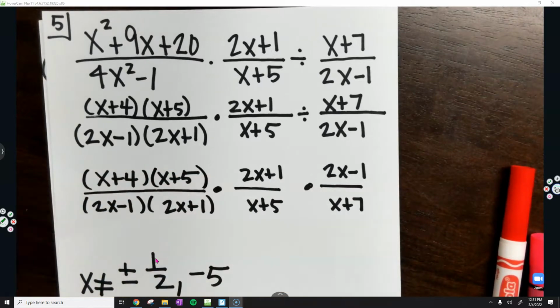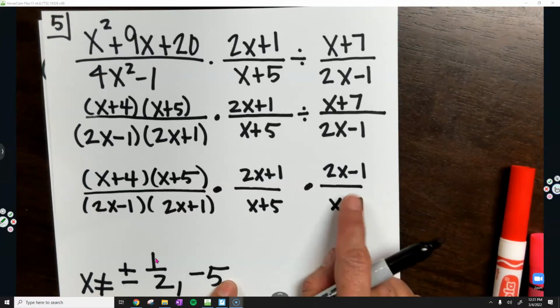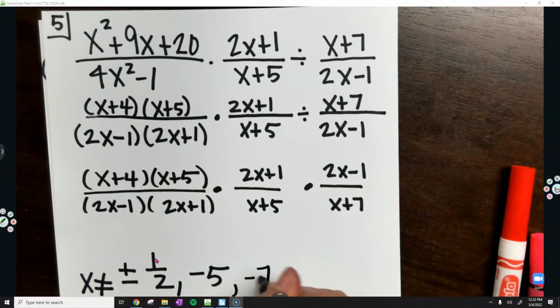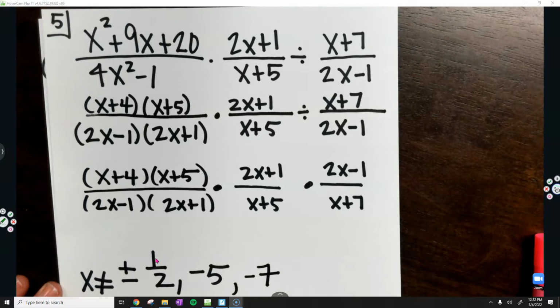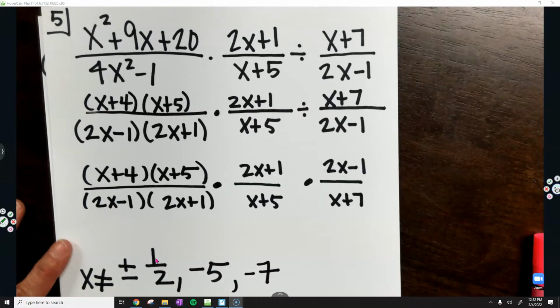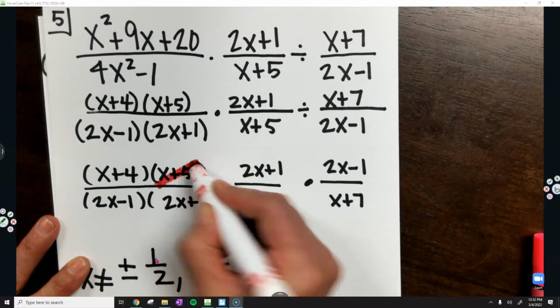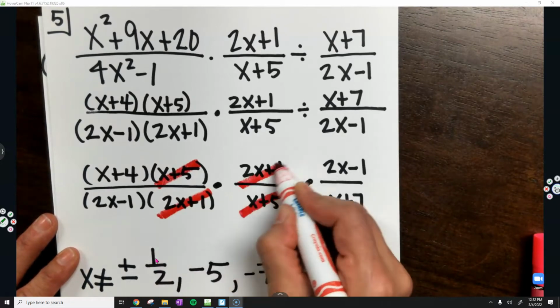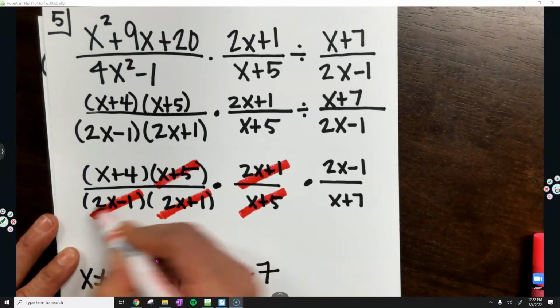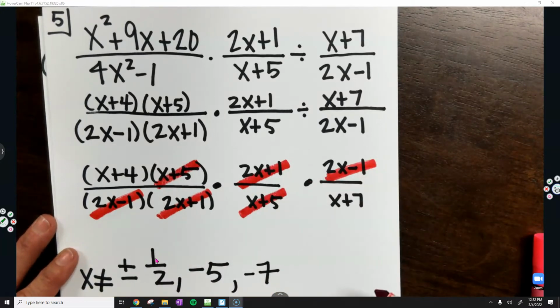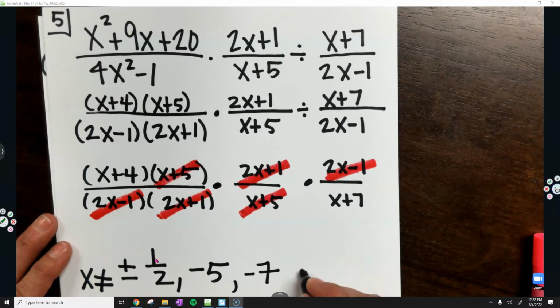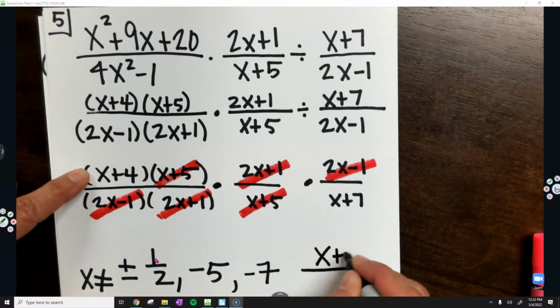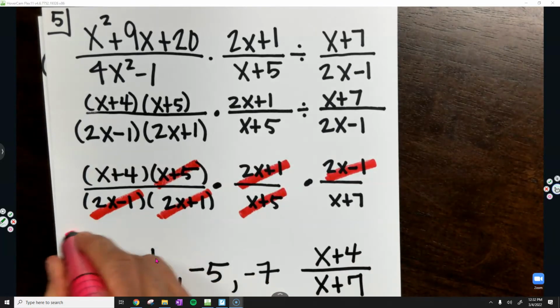All right. And then before you start canceling out, there's one more number that's restricted. It's going to be a negative 7. All right. So when you cancel out, let's see what happens. Looks like the plus 5. Do y'all see anything else that cancels? The 2x plus 1. 2x minus 1. That's it. So remember, your answer is always a single fraction with x plus 4 on top and x plus 7 at the bottom. And then that's going to be the answer.